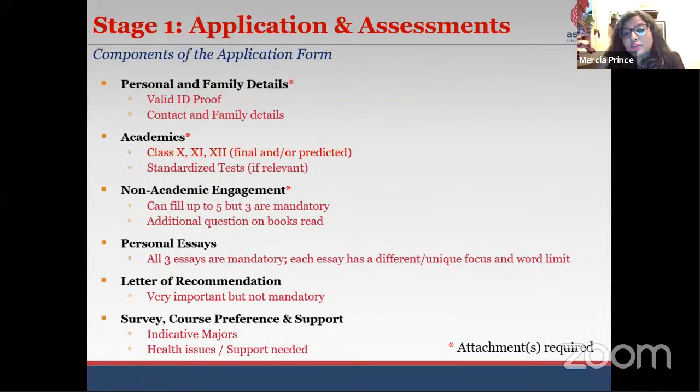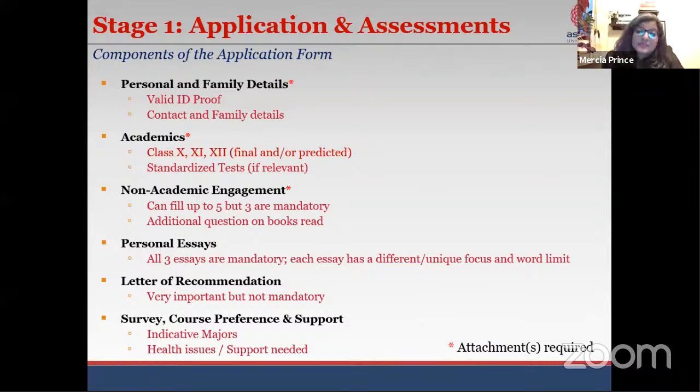So let me show you what are the components that are there in the application form. In the application form, and I'll talk about each one of them a little bit in detail, but just to summarize here, there are personal and family details where we ask for some ID proof, details about your family. There are things that we want to know about you, and so it will all be covered in the personal and family details.